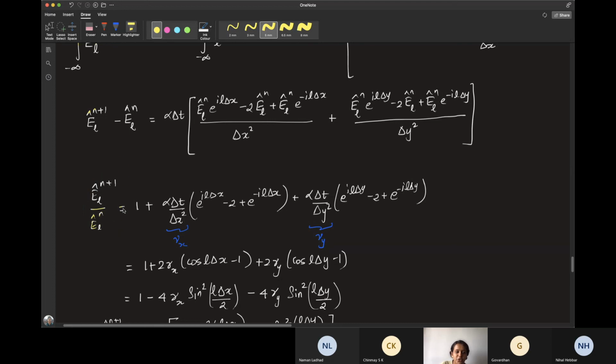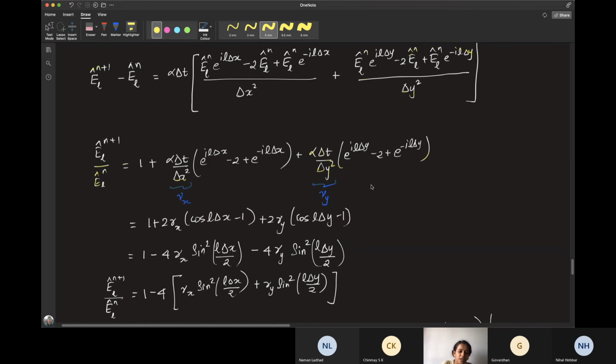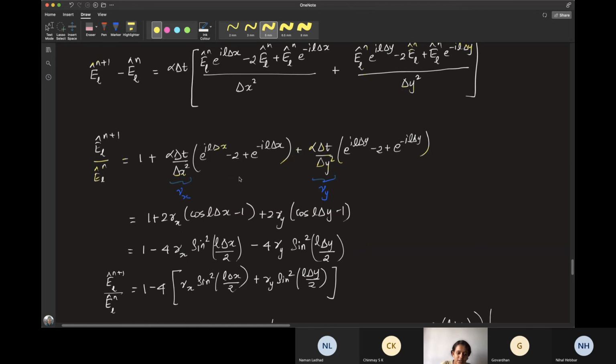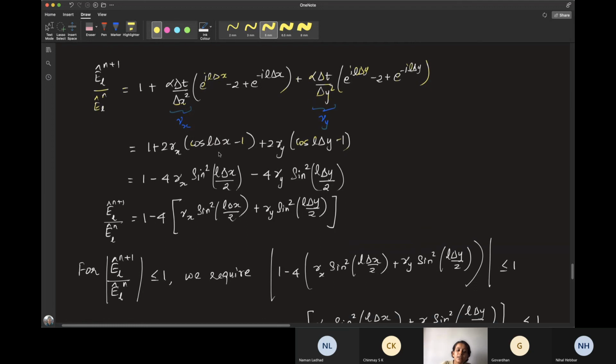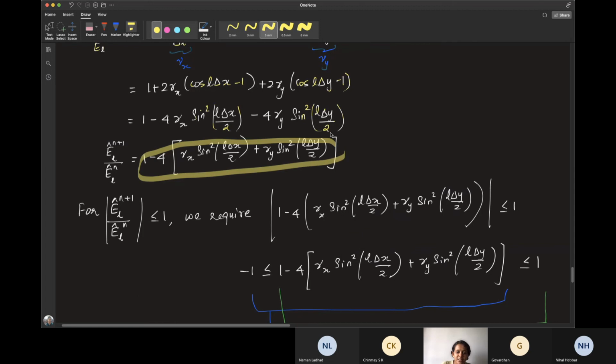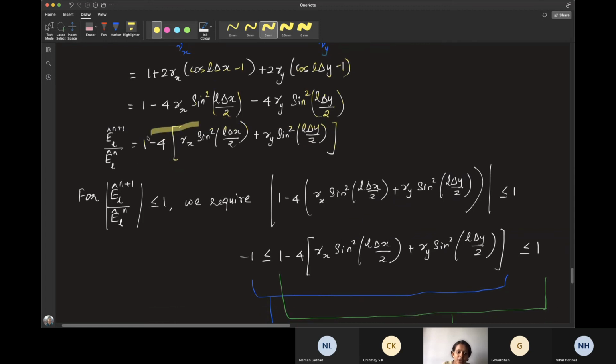So this is the amplitude ratio now. So we'll have terms like this. Initially for the 1D case, we only had this much. For 2D, we also have the one corresponding to this other spatial derivative as well. Here again, this will be written as 2 cos L delta x minus 2, and this will be written as 2 cos L delta y minus 2, and we can replace these by sine squared terms, and we have gotten something like this. Like for 1D we got only this part. For 2D we are also getting this one.